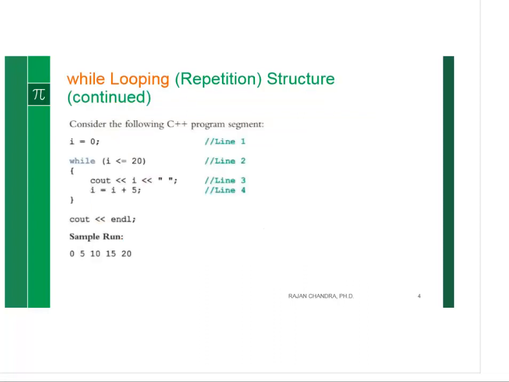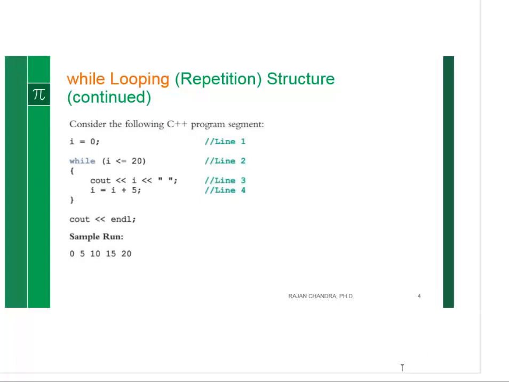Here is a simple example for a while loop. Over here, we start with I equal to 0, and then we increment I by 5, then we print the value of I, and this process is repeated as long as I is less than or equal to 20. When it exceeds 20, the condition becomes false, so we get out of the loop. This is how a while loop works.